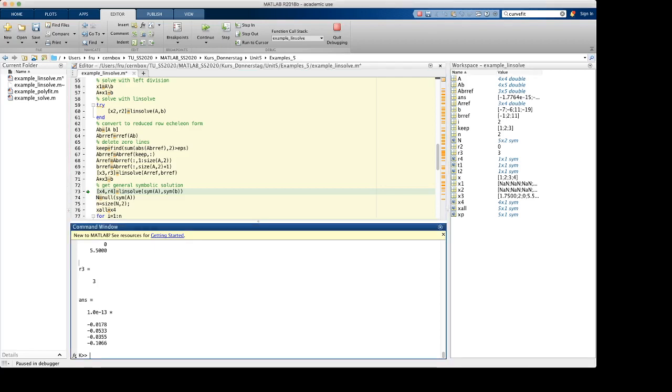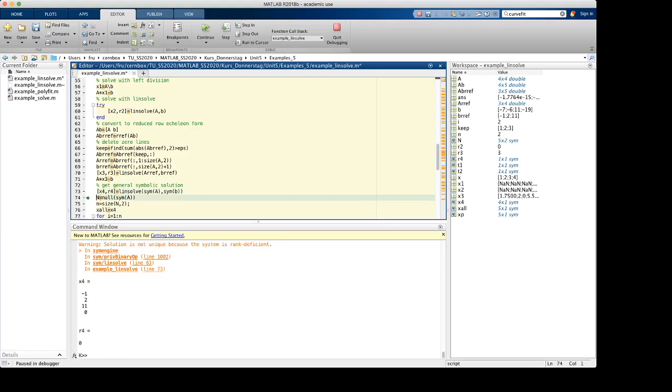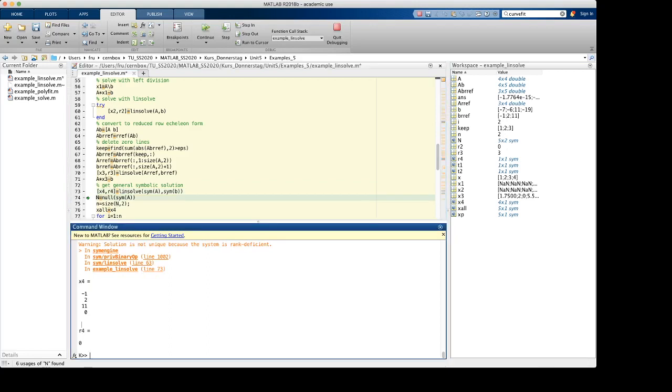Now we try to get a general and symbolic solution. Let's invoke linsolve with symbolic arguments. We get a warning, the solution is not unique because the system is rank deficient, but we do get a valid solution x4. Let's check. Let me compute A times x4 minus b. This is exactly 0. So x4 is a valid symbolic solution.